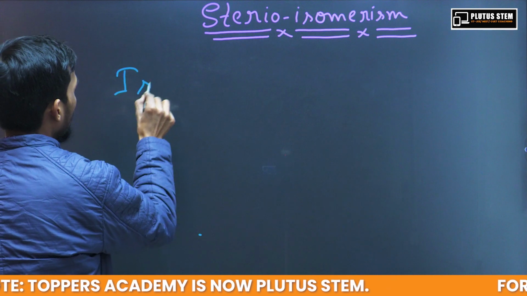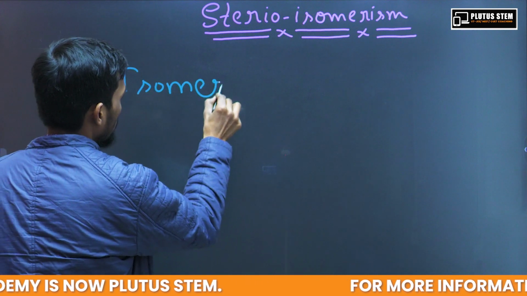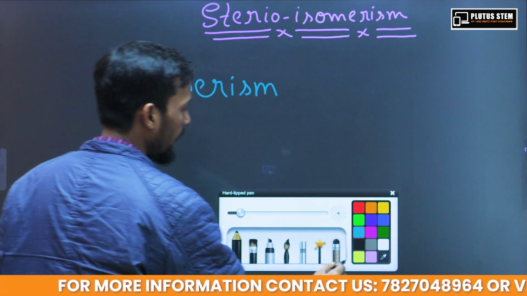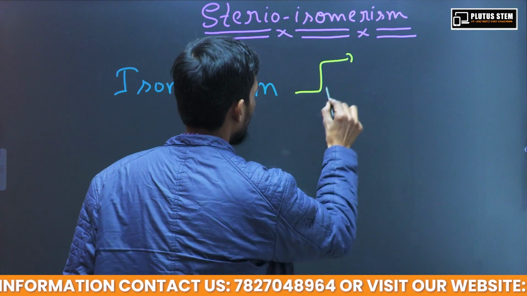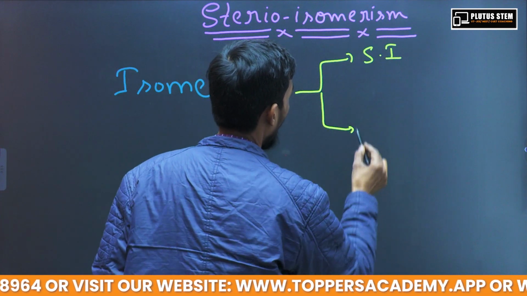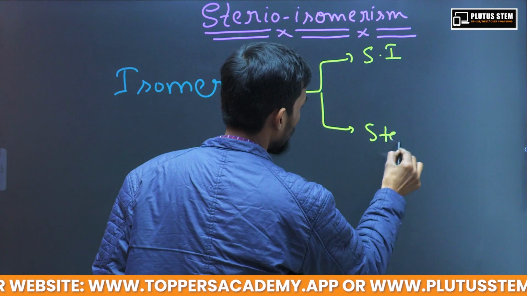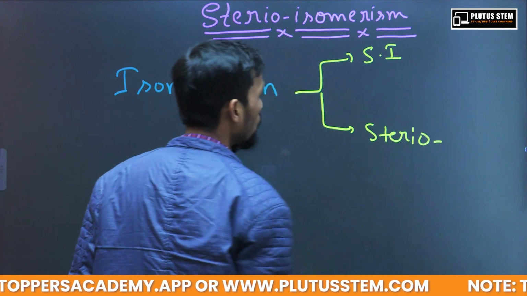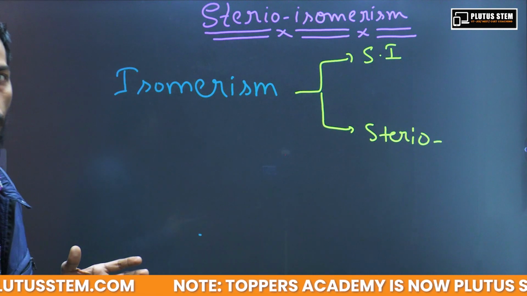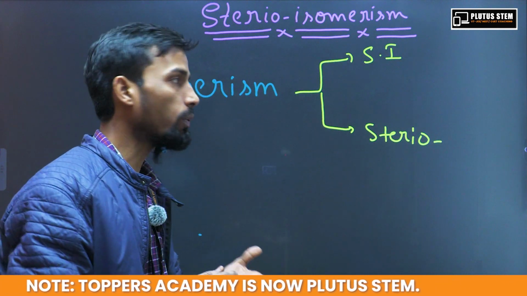This is isomerism, which I have discussed. And we have subdivided this isomerism into two parts: one is structural isomers and the other is stereoisomers or stereoisomerism. So what is the basic difference between these two types of isomers?